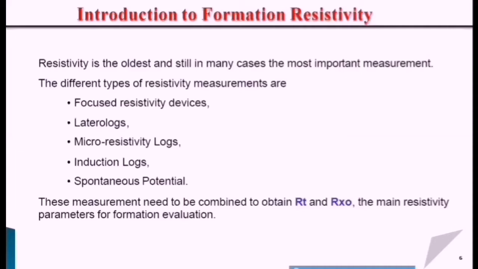And we have different types of resistivity measurement, such as focused resistivity devices, lateral log devices, micro resistivity log, induction log, and SP log. These measurements need to be combined together in order to obtain the resistivity in the uninvaded zone plus the resistivity in the flush zone. And this will be considered the main parameter for the formation evaluation.